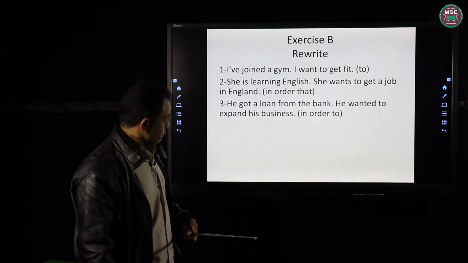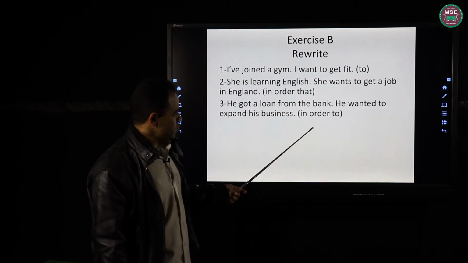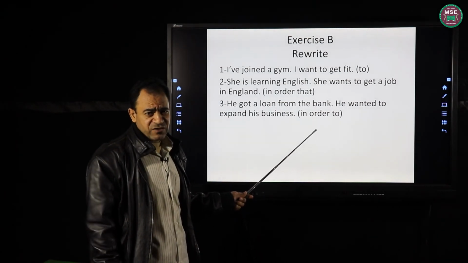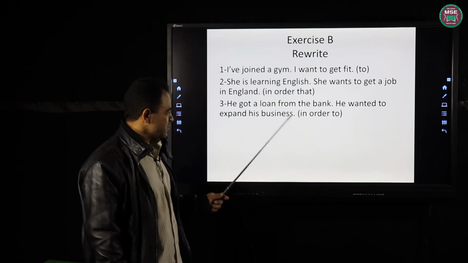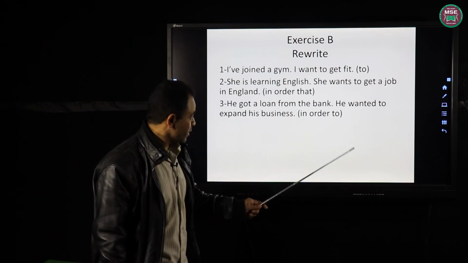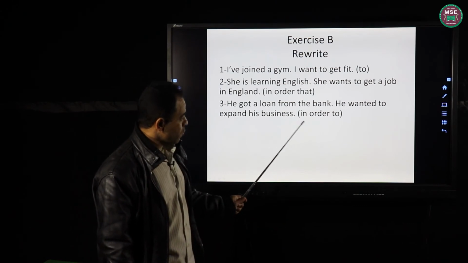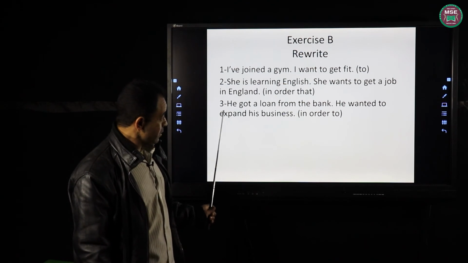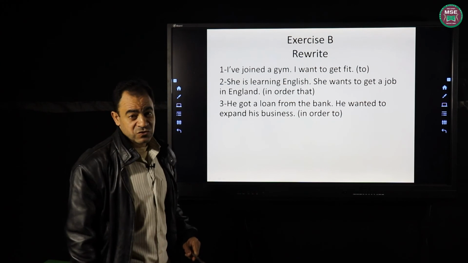Number 3, he got a loan from the bank. He wanted to expand his business. In order to. Of course, do you remember in order to, after it we need just the verb infinitive. So if I deal with in order to or so as to, I don't care about the tense here. He got a loan from the bank to what? To expand his business, or in order to expand his business. So the answer here: he got a loan from the bank in order to expand his business.